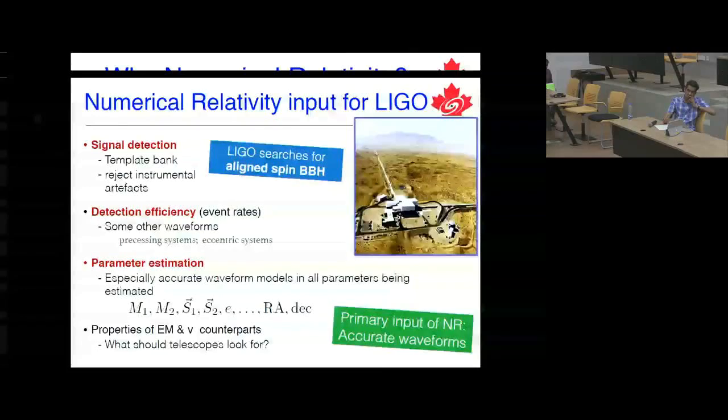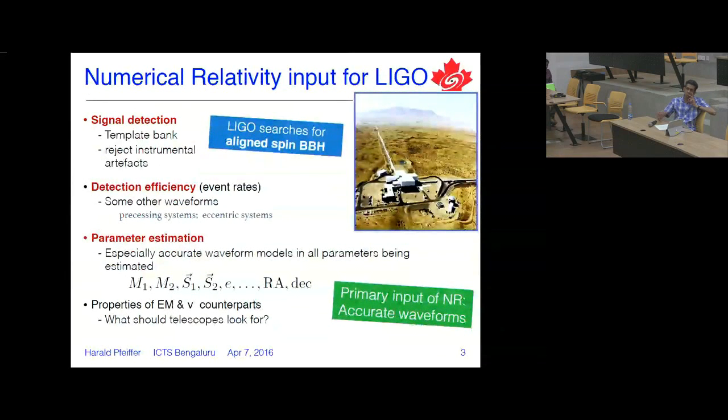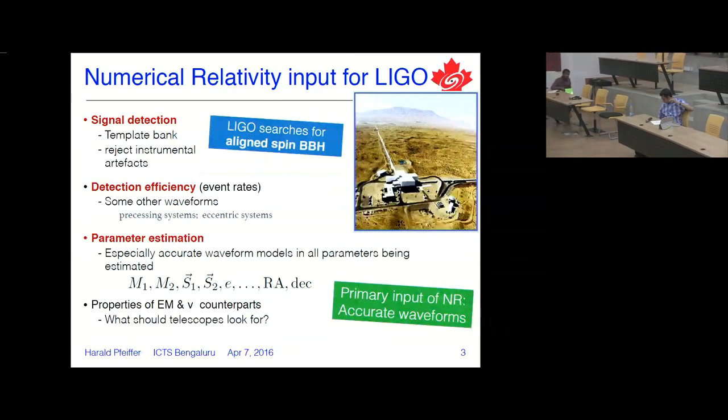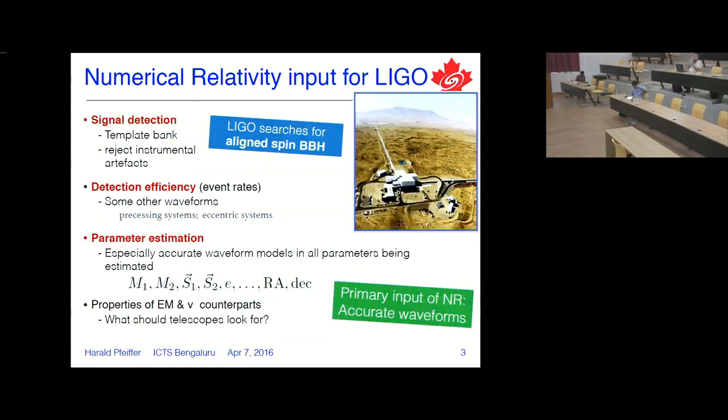Detection efficiency relies on injecting waveforms for those systems that are not being searched for, but for which one nonetheless would like to get a bound on how well the instruments can detect them. Searches are for aligned spins, and so for detection efficiencies, one would inject precessing systems or eccentric systems, run recovery, and that way quantify sensitivity.